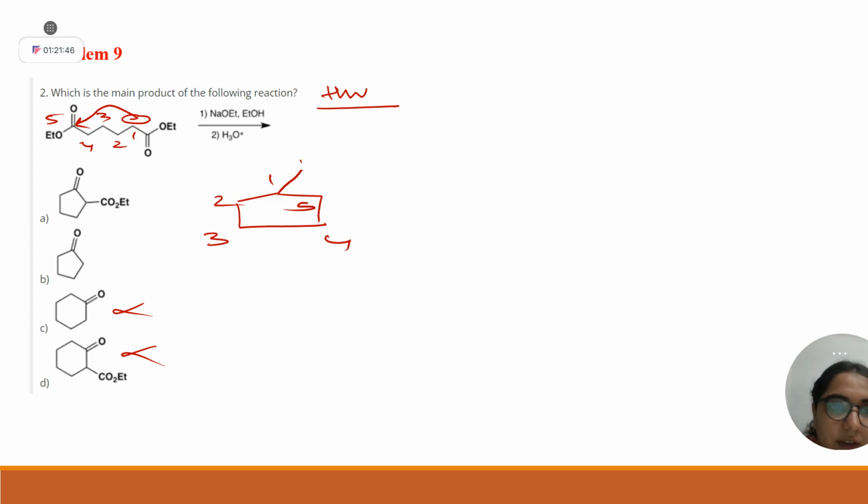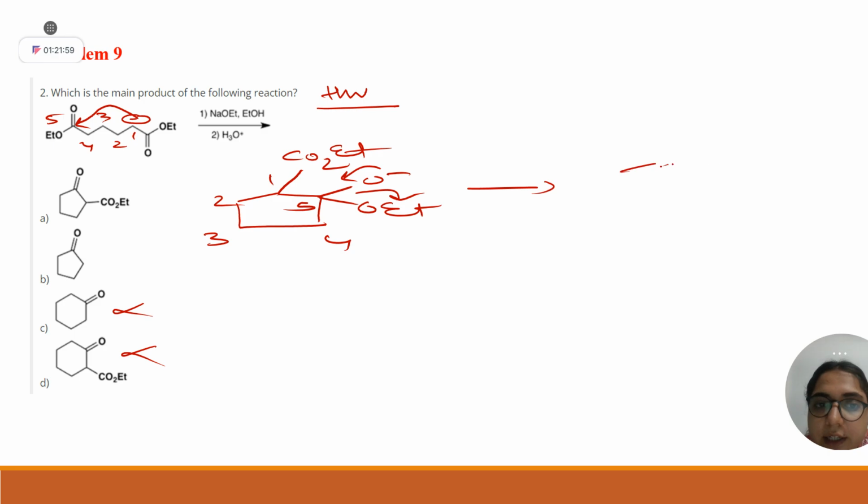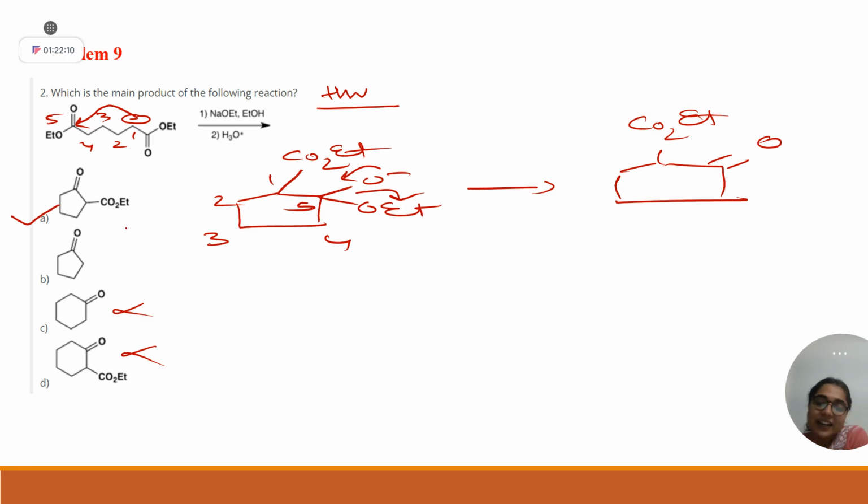Carbon number 1, CO2Et is there. 2 nothing, 3 nothing, 4 nothing. 5 has O negative, OEt. O negative will come back and remove this OEt, and you will get a beta keto ester. Correct? Yes, ma'am. Which option is this? Option number A. Okay.